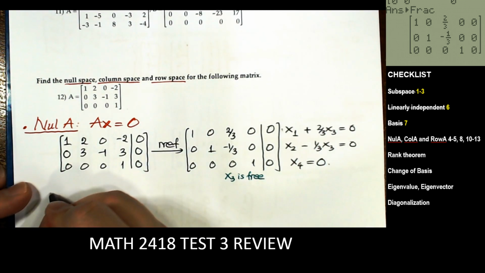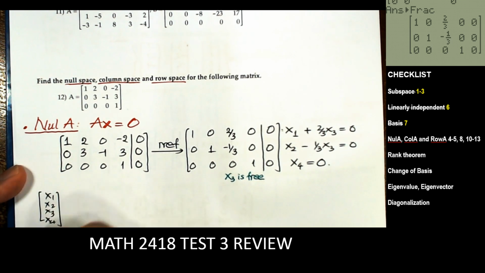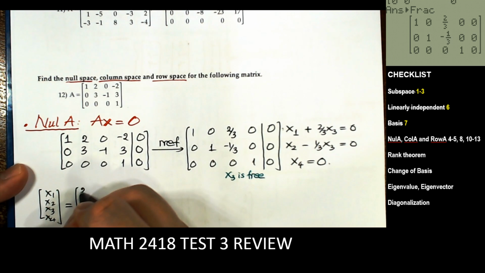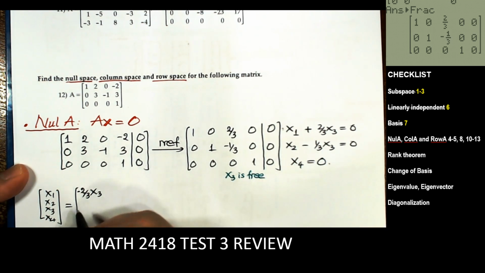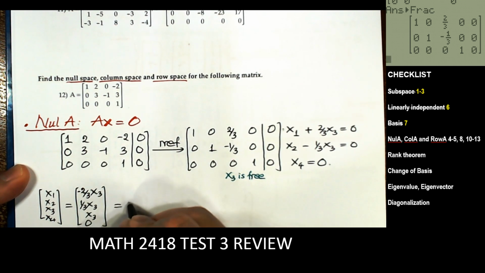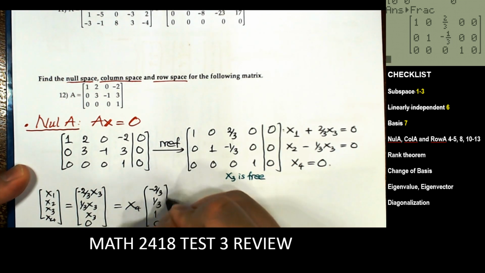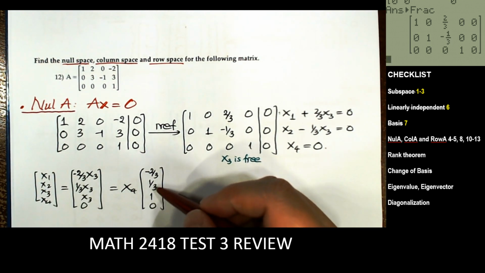So we write the solution in terms of x1, x2, x3, and x4. For x1 we're going to move the 2/3 x3 to the other side. It becomes negative. And then 1/3 x3 to the other side. x3 is free and x4 is 0. Factor out x3, and we will have negative 2/3, 1/3, 1 and 0. Right. So the null space is generated by just this vector.